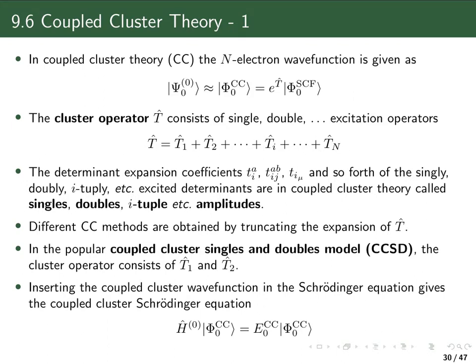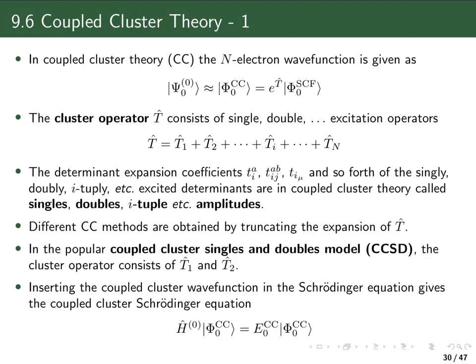A popular coupled cluster model or method is the so-called coupled cluster singles and doubles model, where one truncates the expansion of the cluster operator after the doubles excitation operator. So it includes the T1 and the T2 operator. Now one inserts the coupled cluster wave function in the Schrödinger equation and then gets what sometimes is called the coupled cluster Schrödinger equation. If one uses the full cluster operator, then this is not an approximation to the Schrödinger equation, just the Schrödinger equation where we have inserted a particular form for the wave function.